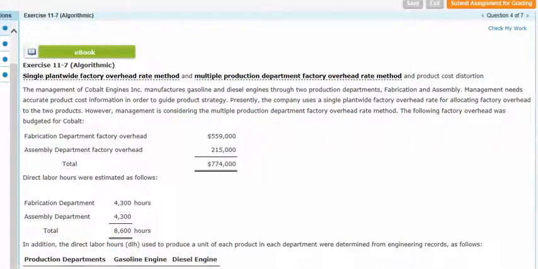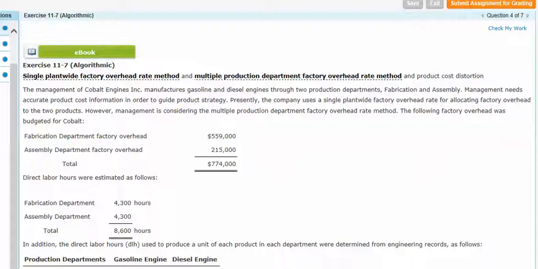It says Cobalt Engines manufactures gasoline and diesel engines through two production departments, fabrication and assembly. Management needs accurate product cost report information in order to guide product strategy. Presently, the company uses a single plant-wide factory overhead rate for allocating the factory overhead to the two products. However, management is considering the multiple production department factory overhead rate method.